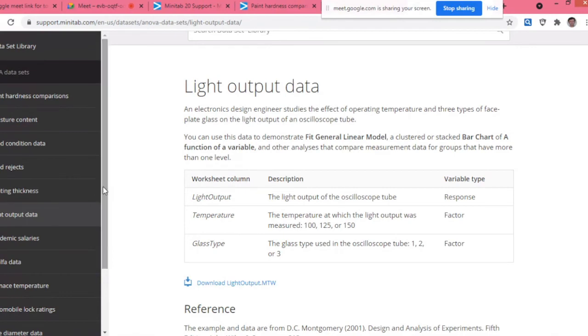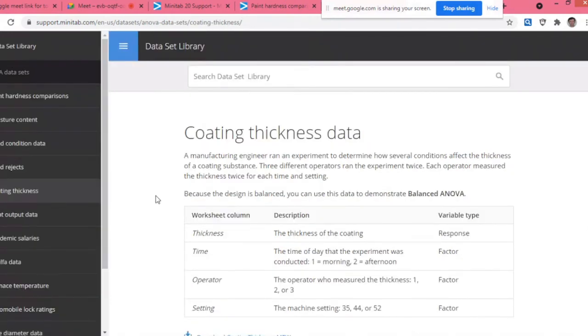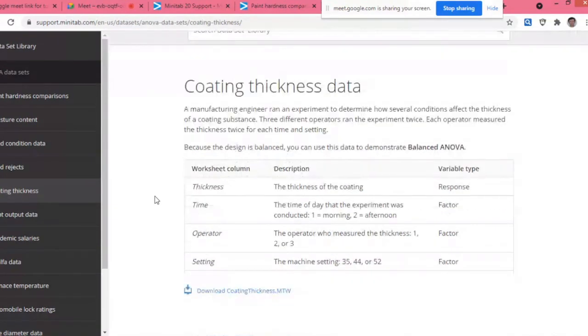Now go to the Minitab and select coating thickness. Coating thickness is for the balanced ANOVA. So who can read the example? Thickness will be the response, and time, operator, and setting will be the factors. Can you please read the example so that everyone will understand?